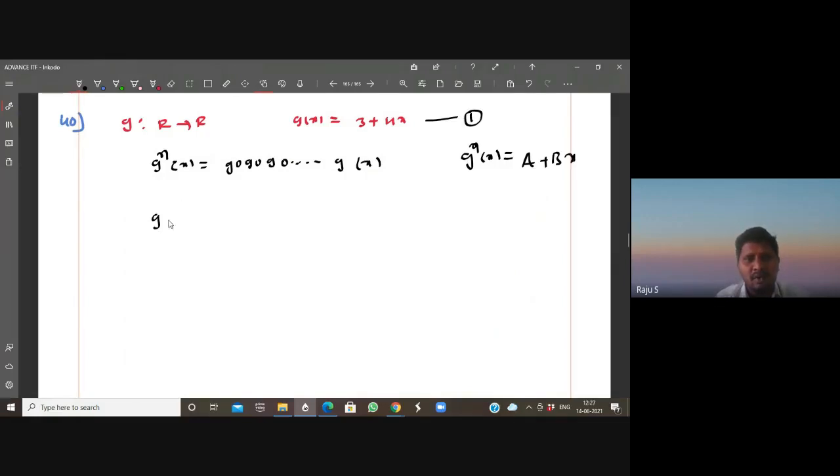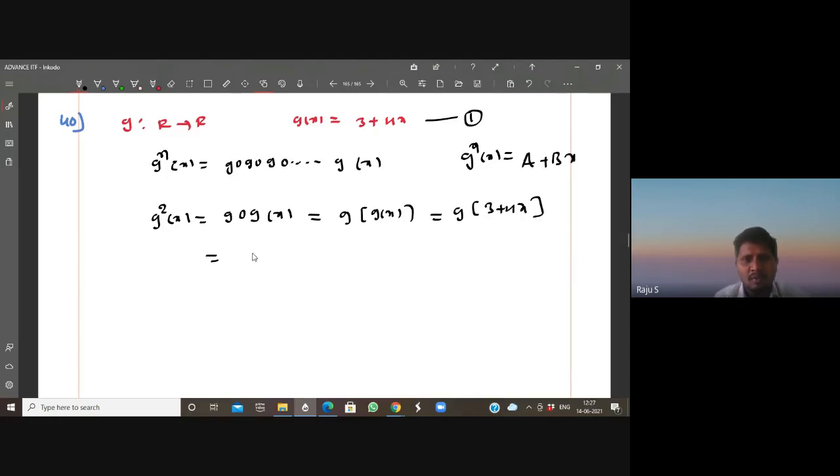Now I am going to find G square of x, nothing but G how many times? 2 times. So here G circle G of x. On the right side also you should take it 2 times. Don't think that G square means we should take 3 plus 4x the whole square. Here it is a composite, we should not take the whole square, right? So G of x we can write, G of x is 3 plus 4x.